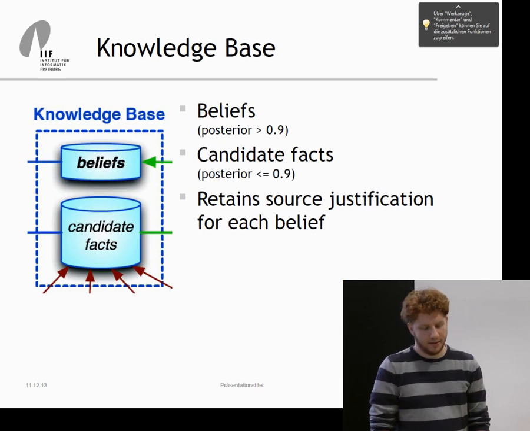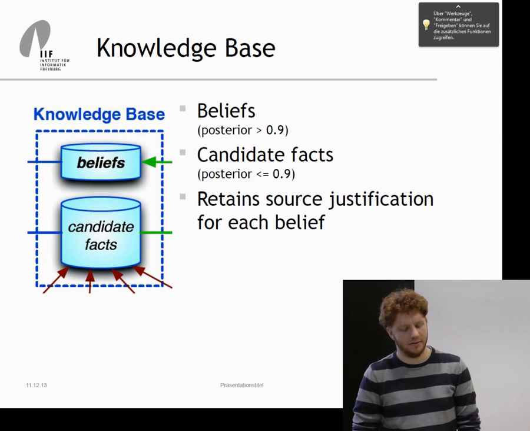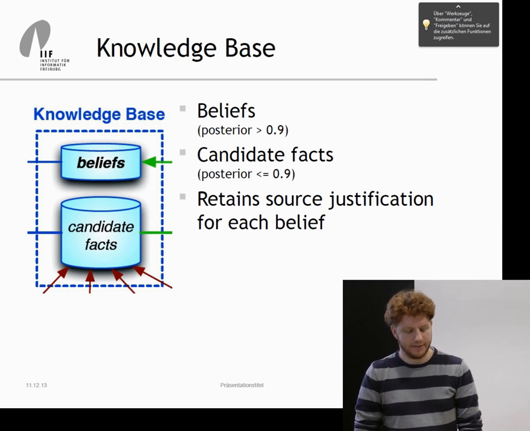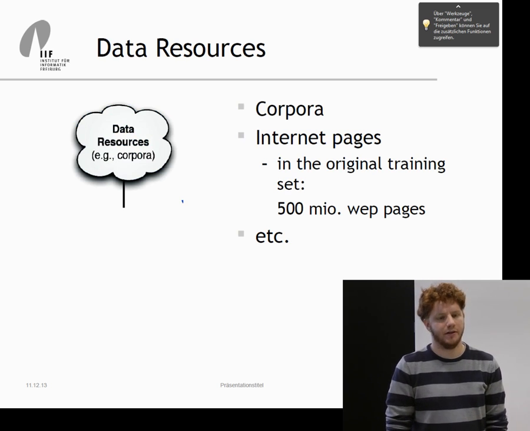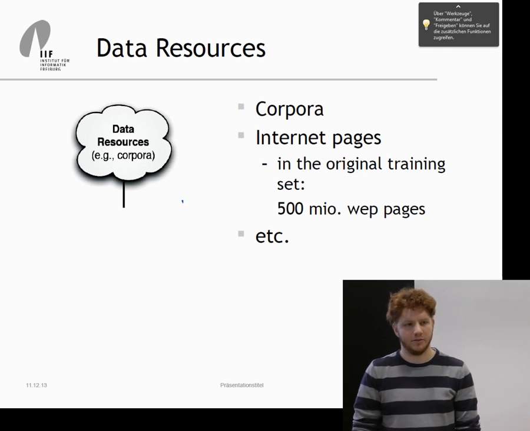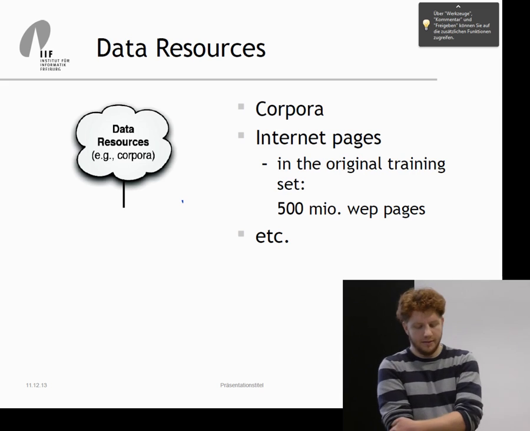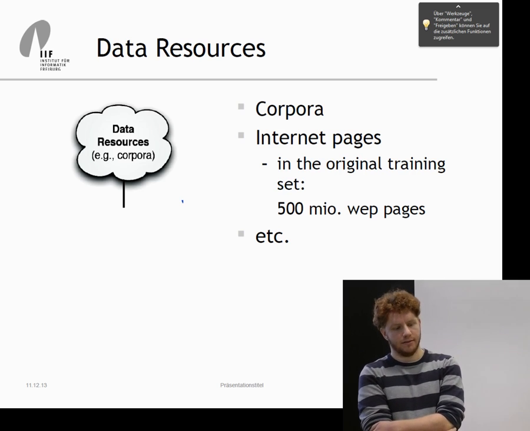The knowledge base consists of the beliefs and the candidate facts. Beliefs have a posterior probability of more than 0.9, and the candidate facts have lower posterior probabilities. The candidate facts and the beliefs retain the source justification for each belief. The data resources can, as I said, be internet pages or just corpora of internet texts, or anything else that we could use, like search engines we can query. In the original training set, the internet pages numbered 500 million web pages that the different subsystems could use, and some search engines.